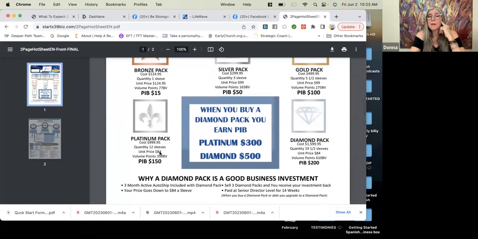If you enroll a platinum, you get 350 points, which is awesome volume, and $150 as a bonus. You enroll a diamond, you get 610 points, and you get $200.